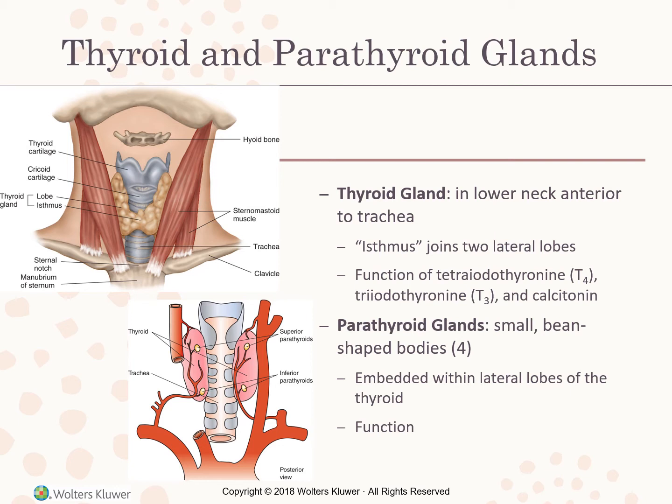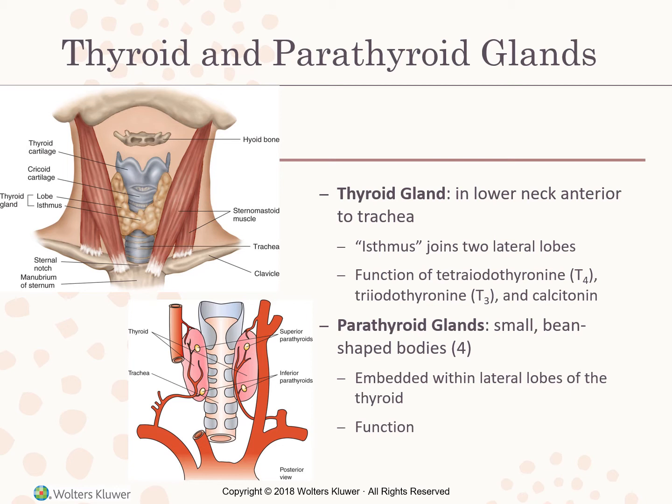These hormones regulate the body's metabolic rate, and calcitonin, another thyroid hormone, inhibits the release of calcium from bone into the extracellular fluid. Usually if there's a rise in the serum calcium level, it'll stimulate the release of calcitonin from the thyroid gland.